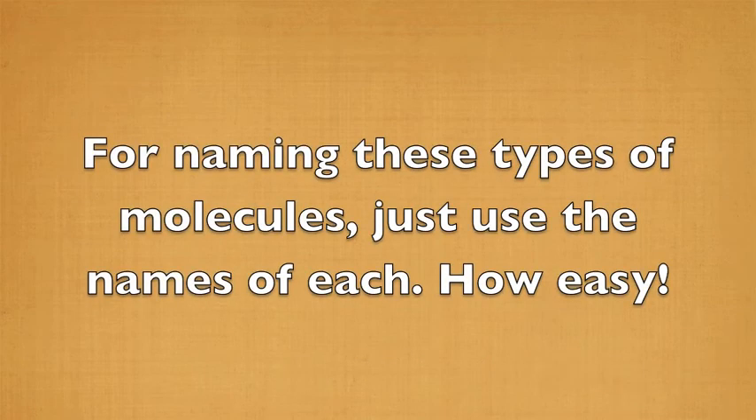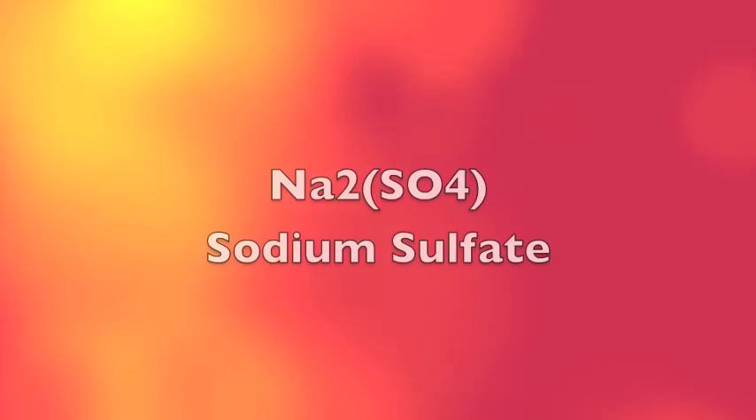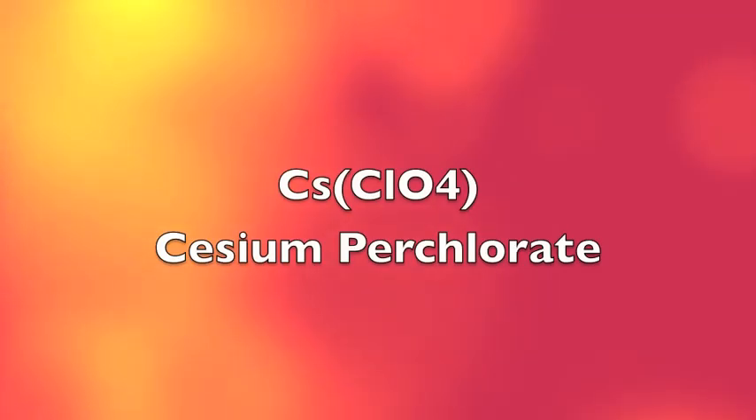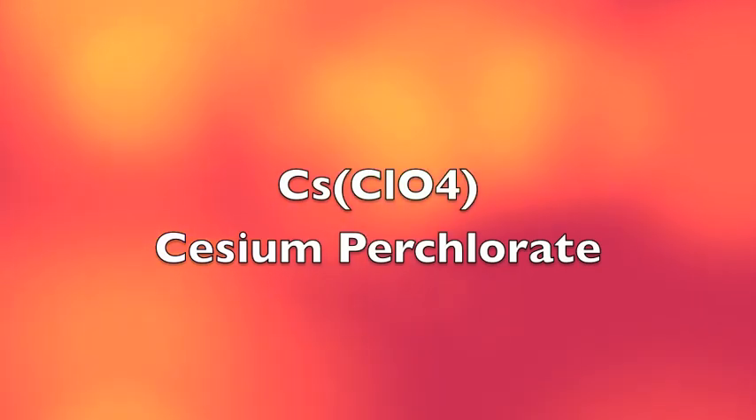To name molecules containing polyatomic ions, just use the names of each. For example, Na2SO4 would be sodium sulfate. CsClO4 is cesium perchlorate, but make sure the overall charge is neutral.